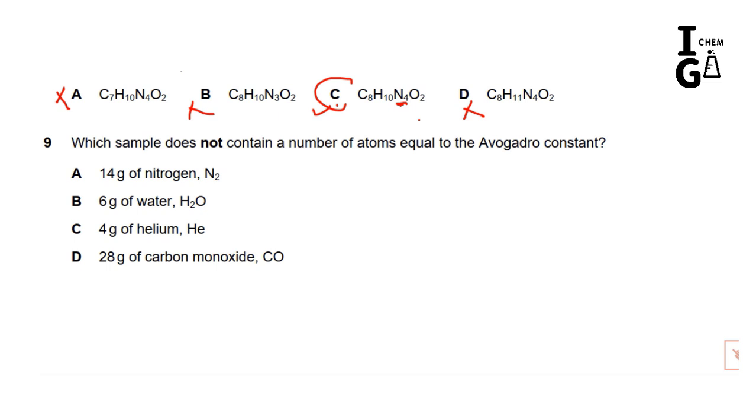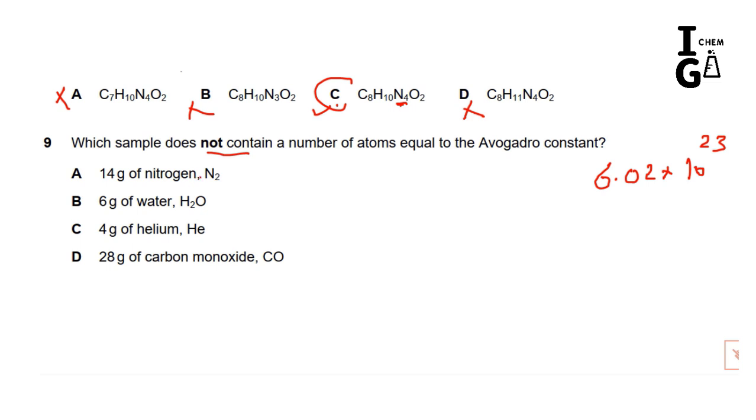Number 9, which sample does not contain a number of atoms equal to the Avogadro constant? Actually, guys, I see this question is confusing a little bit for some guys, not for everyone, of course. First of all, because here the sample does not contain a number of atoms equal to Avogadro constant. What is Avogadro constant, guys, as a number? You have to memorize it's 6.02 times 10 to the power 23. This is Avogadro constant, as you know.